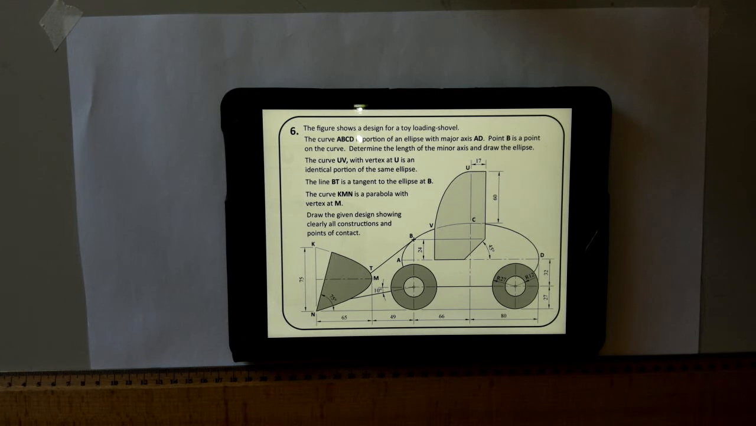The curve UB with vertex at U is an identical portion of the same ellipse. The line BT is a tangent to the ellipse at B. The curve KMN is a parabola with a vertex at M. Draw the given design showing clearly all constructions and points of contact.